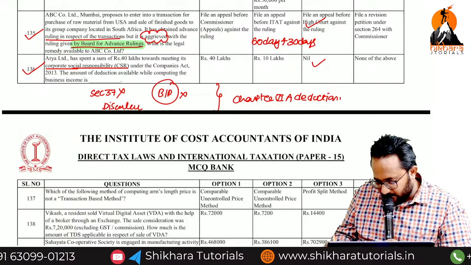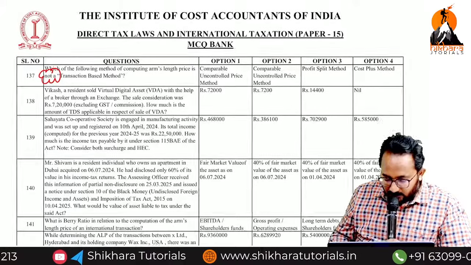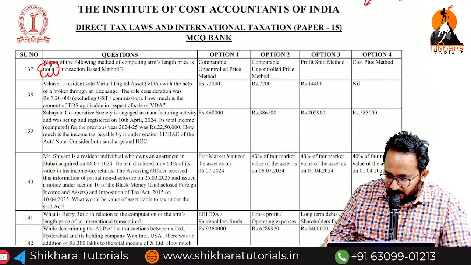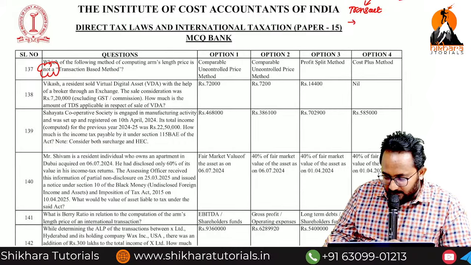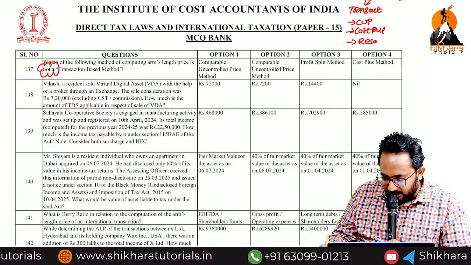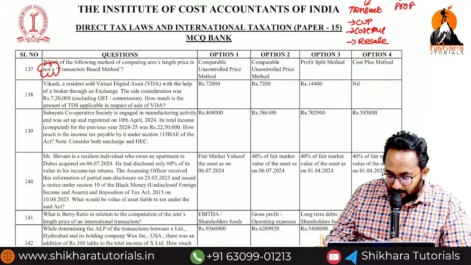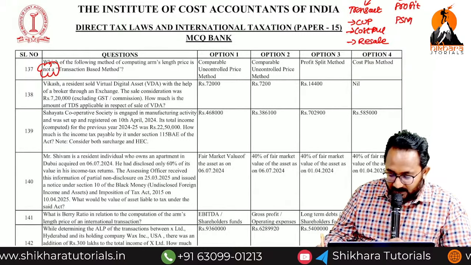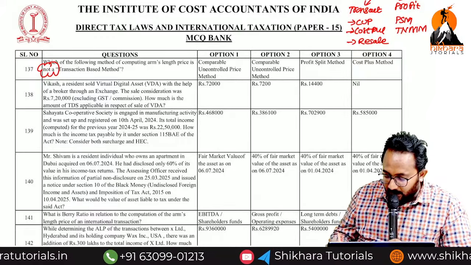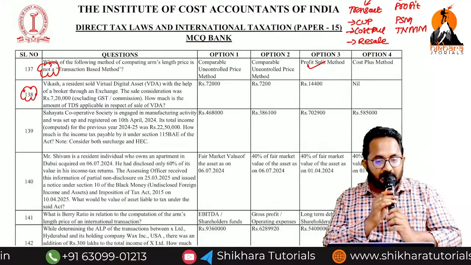Done. Next, which one of the following is not a transaction based method? We have different ALP computation methods. Some of the methods are transaction based: the CUP method, the cost plus method, and the resale price method. Next, some are profit based methods: the profit split method and the transactional net margin method. Now they are asking which is not a transaction based method. Answer: profit split method.